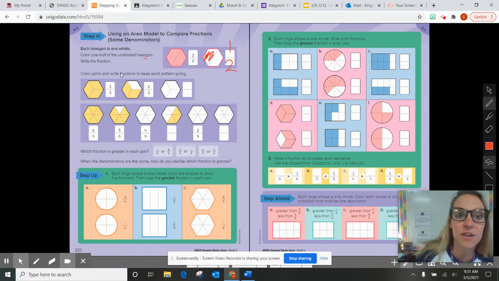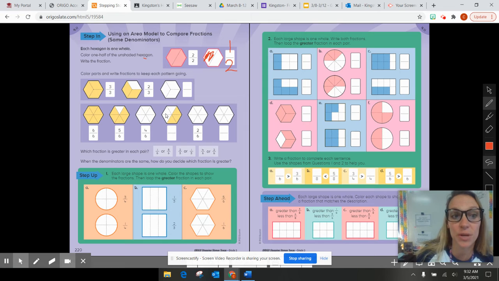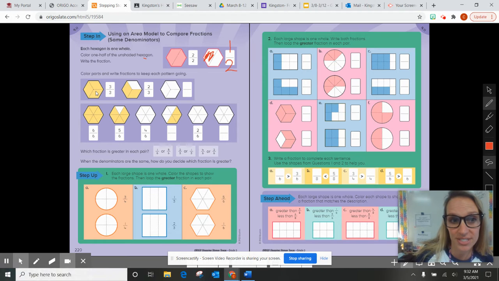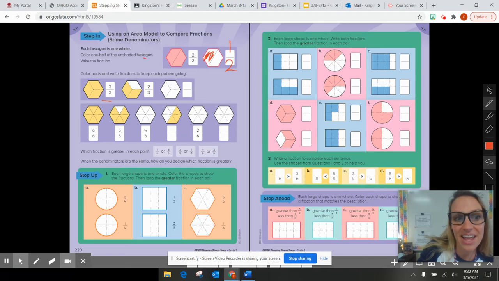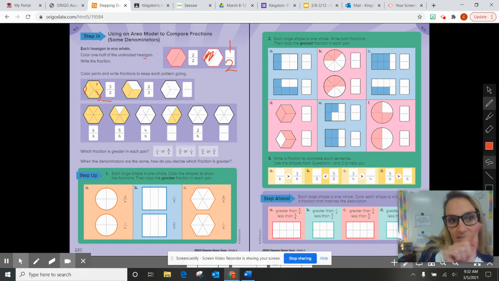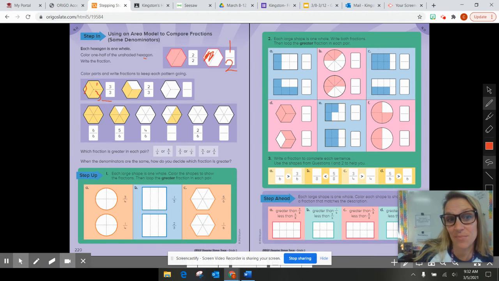It says color parts and write fractions to keep each pattern going. So again, I'm looking at this shape right here, and it is 3/3. I know it's broken into even parts because each part has two sides. So I have three total parts, which is how I get the denominator. And then I have 1, 2, 3 shaded in. I always like to label my shaded parts because that helps me to know that I haven't counted something twice.